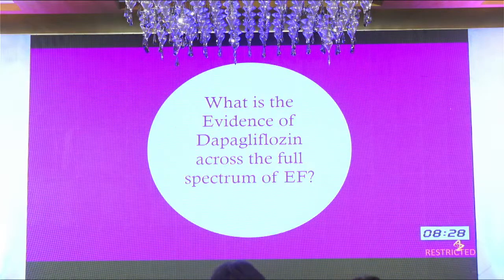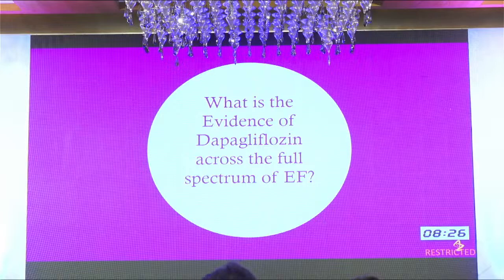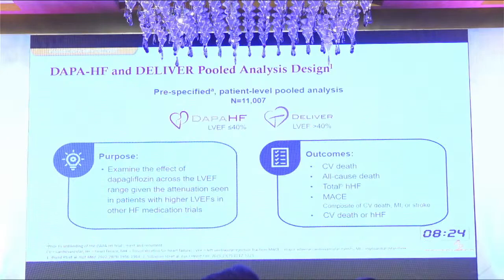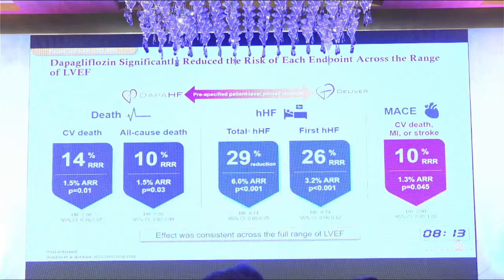So the evidence for dapagliflozin across the full spectrum of EF has been reanalyzed in the DAPA-HF and DELIVER pooled analysis, combining both trials, where ejection fraction was below 40% and above 40%. What was seen is that this pooled analysis showed a similar kind of benefit across all the outcomes: cardiovascular death, all-cause death, total heart failure hospitalization, first heart failure hospitalization, and MACE were favorably affected.